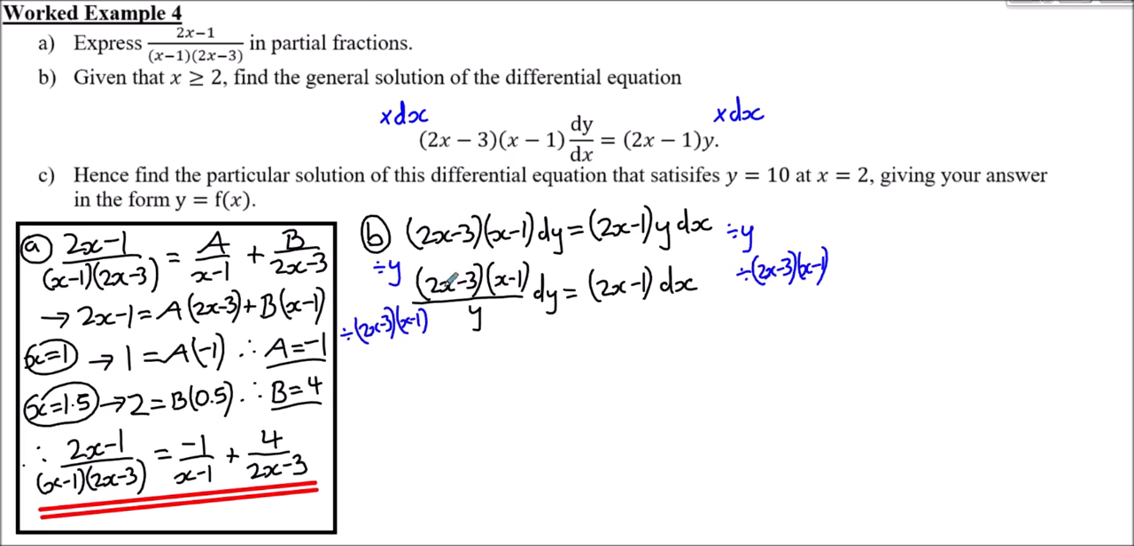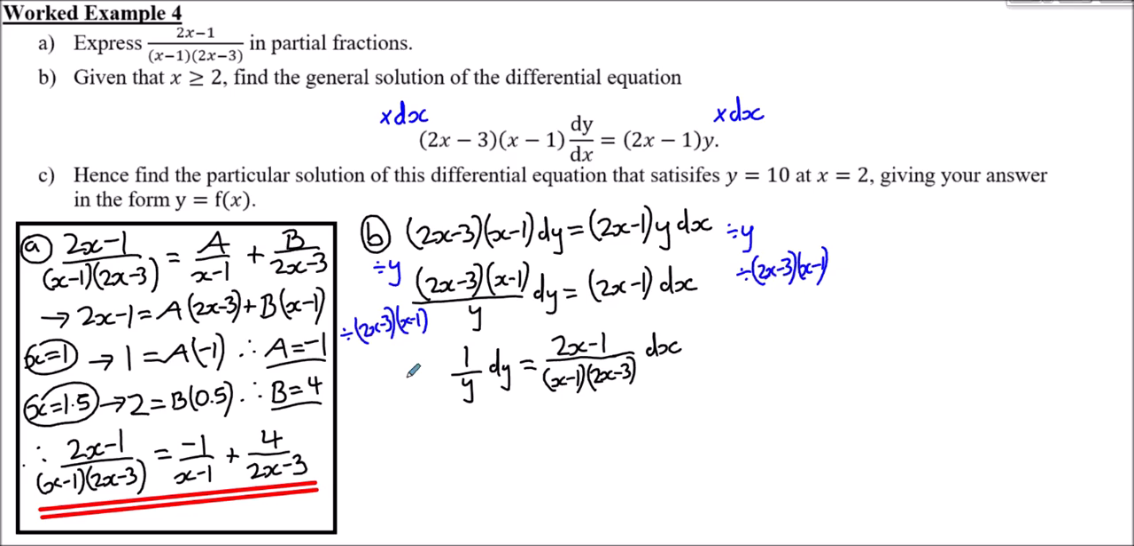So that will now give me just 1 over y dy equals, and I've got 2x minus 1 on the top, and dividing by 2x minus 3, x minus 1. I'm going to write it as x minus 1, 2x minus 3 though. So now hopefully you can see how part A is going to help us in just a moment. dx.